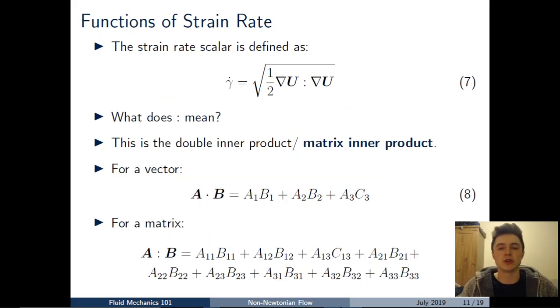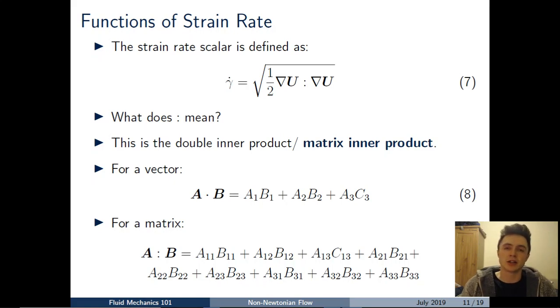The equation that we use is equation 7, where the strain rate scalar is equal to the square root of a half times the double inner product of the velocity gradient, which is given there by the colon operator, which you may see in some of the user guides and the CFD manuals. So what does this double inner product mean? Because it might not be an operator that you come across often.